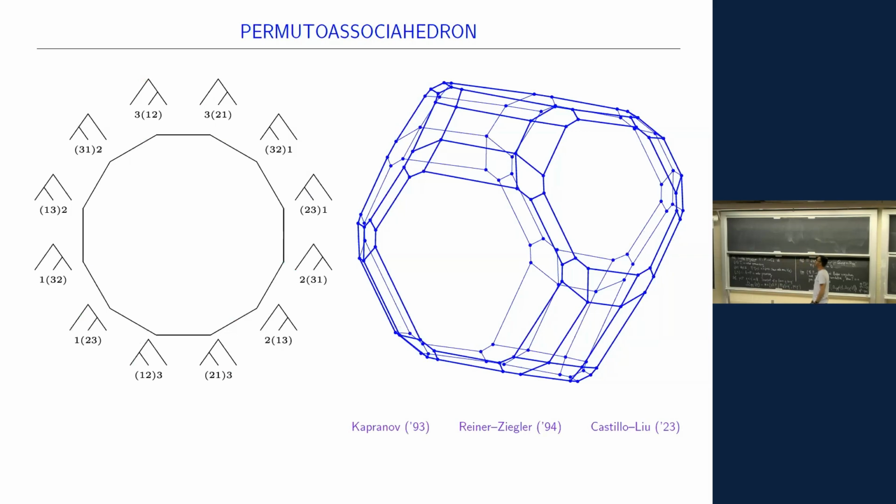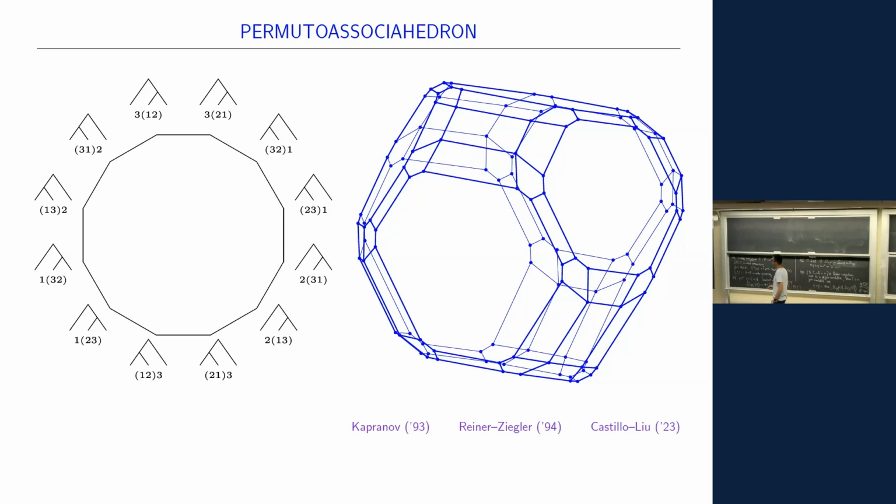And now we come to the real reason why we invented this technique. It's the permutoassociahedron. The permutoassociahedron was produced combinatorially by Kapranov, realized as a polytope by Reiner and Ziegler, and revisited by Castillo and Liu. It's a polytope which is a mix between the permutahedron and the associahedron. The elements of the lattice, the vertices of the polytope, are bracketed permutations. I won't enter the details, but there is a geometrical realization.